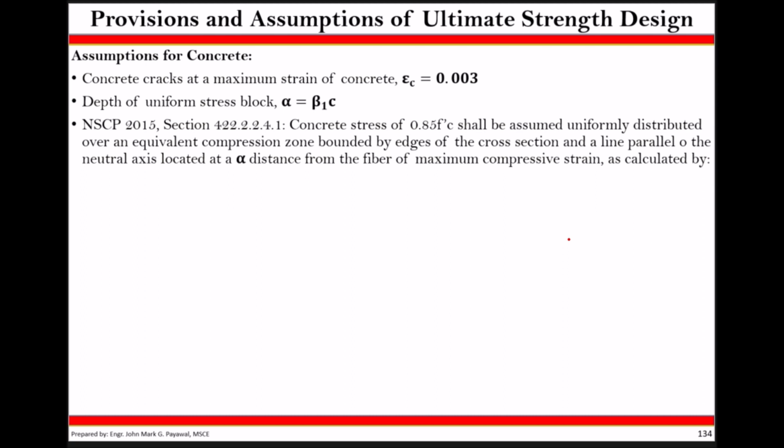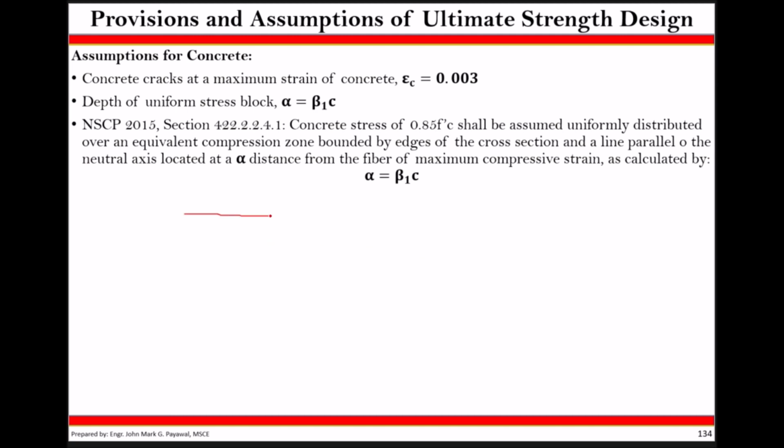422.2.2.4.1 tells us that the concrete stress of 0.85 FC prime shall be assumed uniformly distributed over an equivalent compression zone bounded by edges of the cross section and aligned parallel to the neutral axis, located at alpha distance from the fiber of maximum compressive strain, as calculated by alpha is equal to beta 1 multiplied by C.